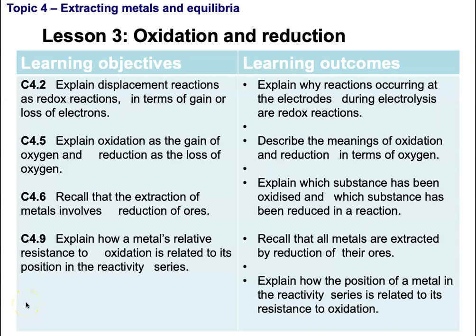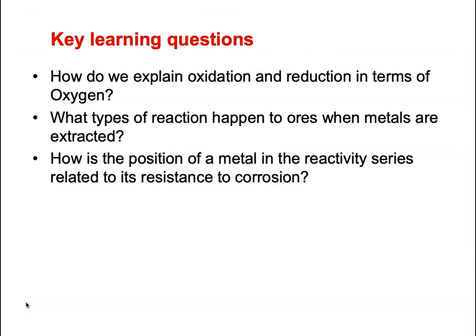So this is lesson 3 of topic 4 of the Edexcel GCSE Combined Science course, and it's on oxidation and reduction. It's a bit of a summary of what we've studied in lessons 1 and 2, and it just ties everything together. So just to recap then, oxidation and reduction so far we've said is OIL RIG. Oxidation is loss of electrons and reduction is gain of electrons. Also we said oxidation is gain of oxygen and reduction is loss of oxygen.